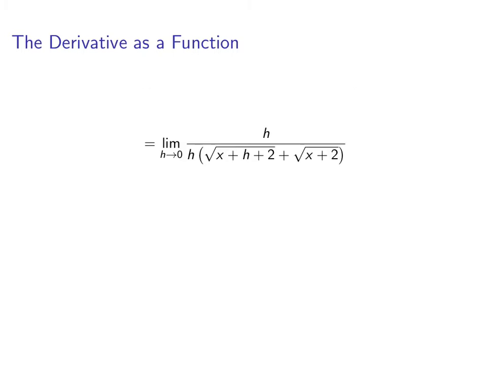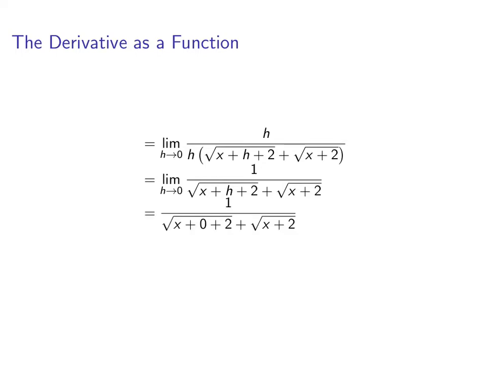In fact, everything in the top cancels except for the h, and now the h's will cancel out. At this point, it's okay to use the direct substitution property, and we end up with 1 over 2 times the square root of x plus 2.